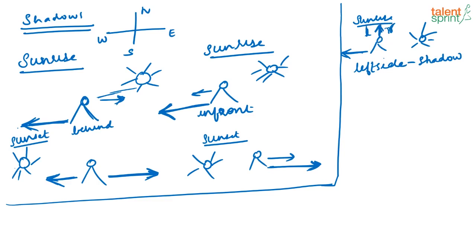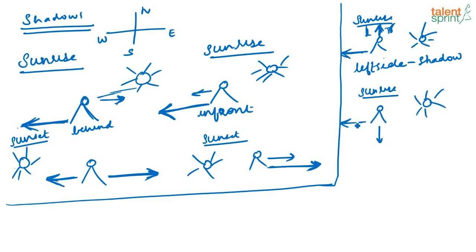See, he is facing north, and the shadow is falling towards his left, because this is his left side and this is his right side. Similarly, during sunrise, the sun is again towards the east. If there is a person who is facing the south, where will the shadow actually be?